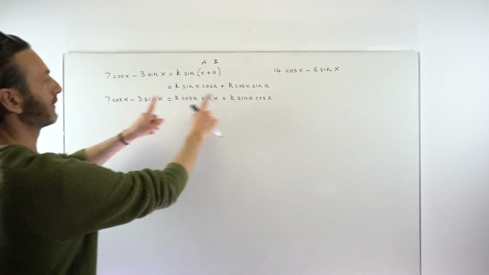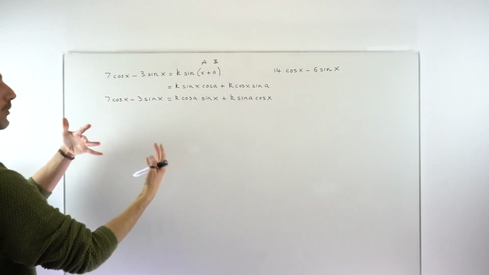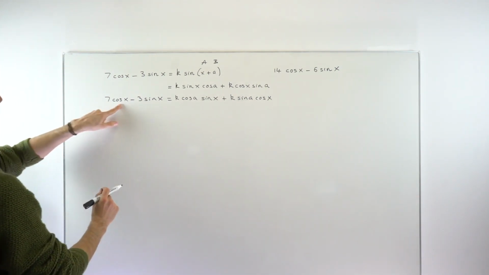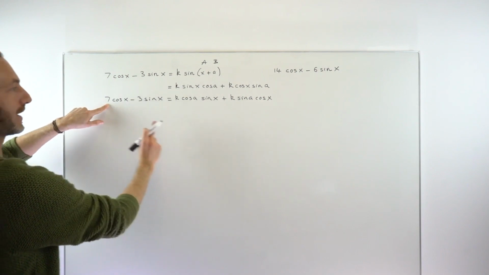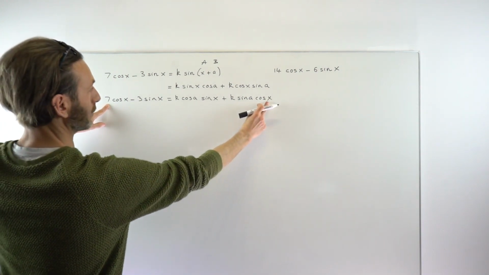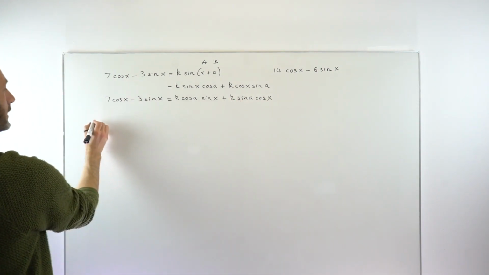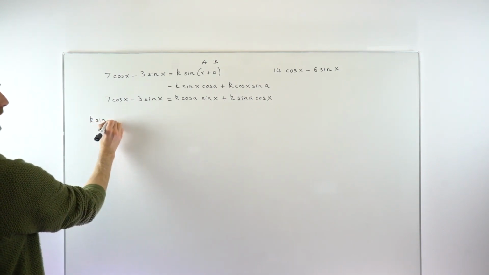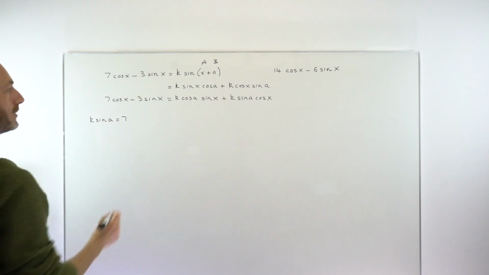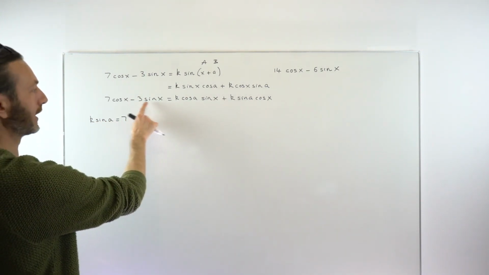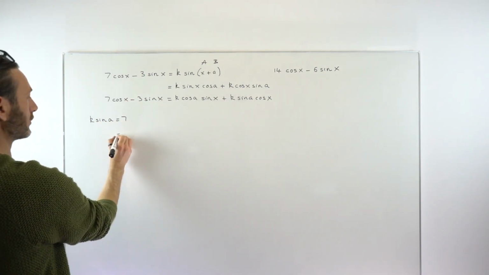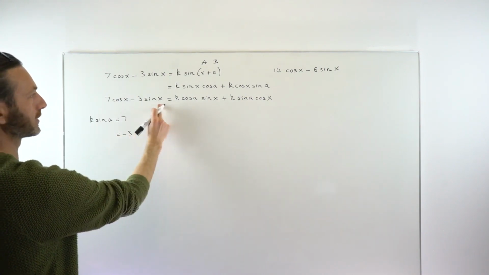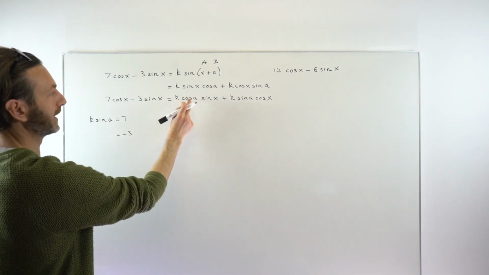So we're matching up the left and the right-hand side to make two little mini equations. On the left-hand side, the thing that goes with the cos x is 7. On the right-hand side, the thing that goes with the cos x is k sin a. So we're making the little equation that k sin a is equal to 7. Similarly, matching up the sin x, we've got a minus 3, so that's equal to minus 3, and the sin x on the other side goes with k cos a.